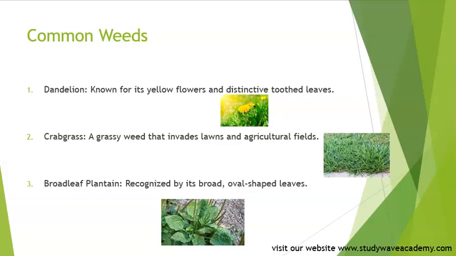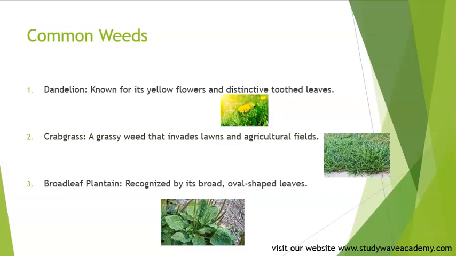Crabgrass can be a problem for gardeners because it's really good at taking over lawns. It grows fast, especially in warm weather, and it can quickly cover the ground, making it hard for the grass you want to grow. To keep crabgrass in check, gardeners often use techniques like mowing the lawn regularly or using special weed killing products. Another type of common weed we have is broadleaf plantain, recognized by its broad, oval-shaped leaves.